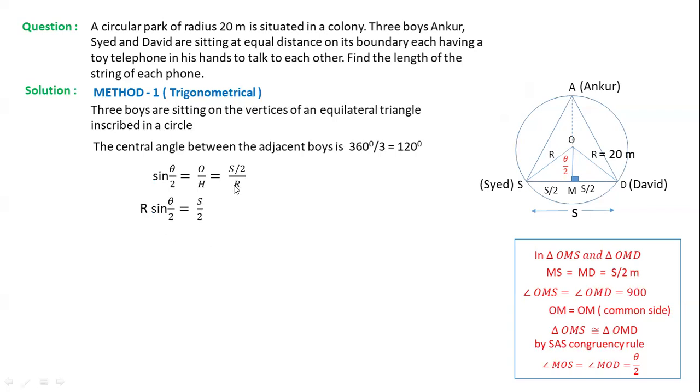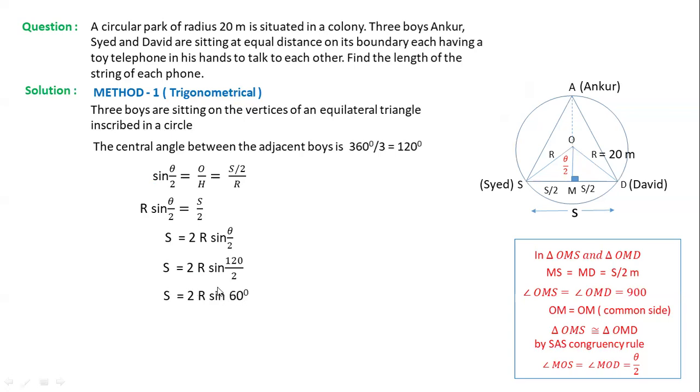Let's put the value. Take r this side. We get r sine theta by 2 is equal to S by 2. Numerator is written in this form. Let us take 2 also this side. If you take 2 also this side, it becomes S is equal to 2r sine theta by 2. Now let's put the values. 2r sine 120 divided by 2.